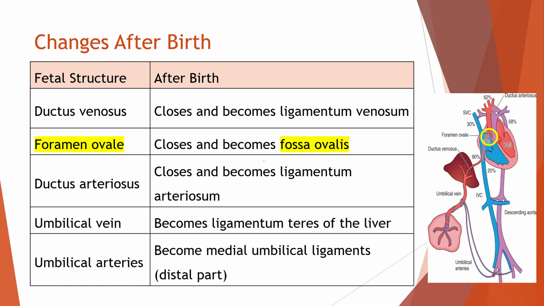Next is the foramen ovale. Remember, this was the opening between the right atrium and the left atrium. After birth, when the baby starts breathing, pressure inside the left side of the heart increases. This causes the foramen ovale to close. Later, it forms a small depression called the fossa ovalis.